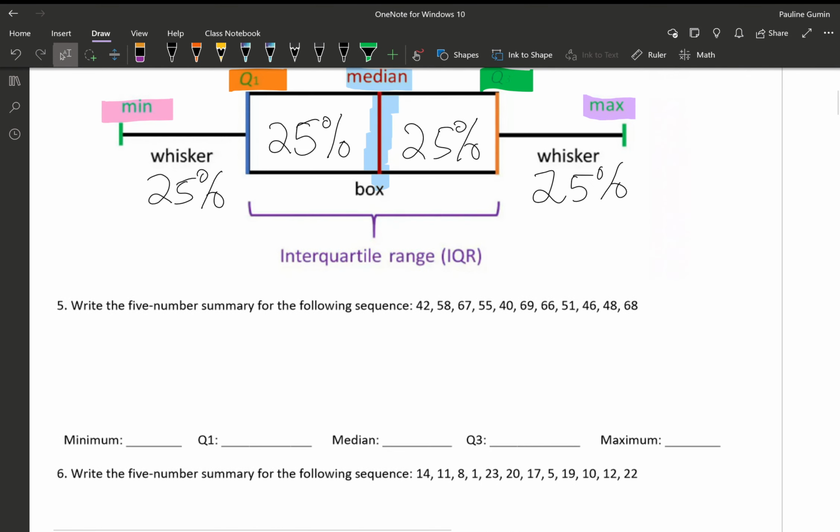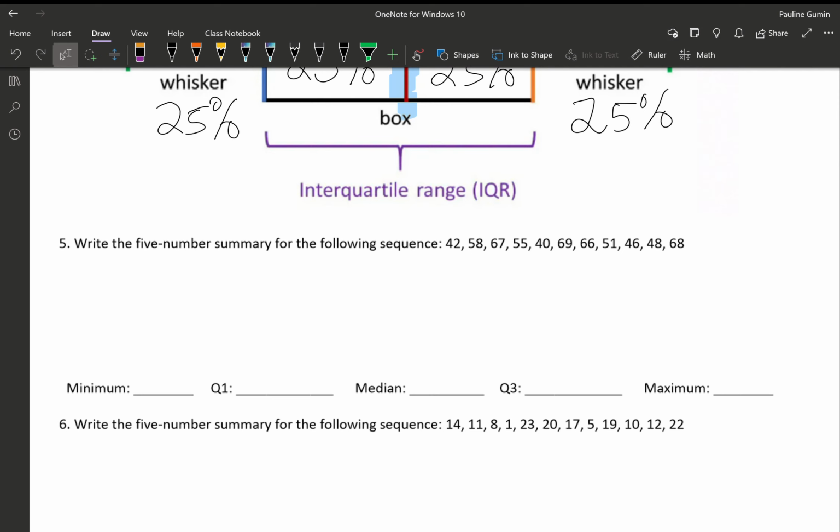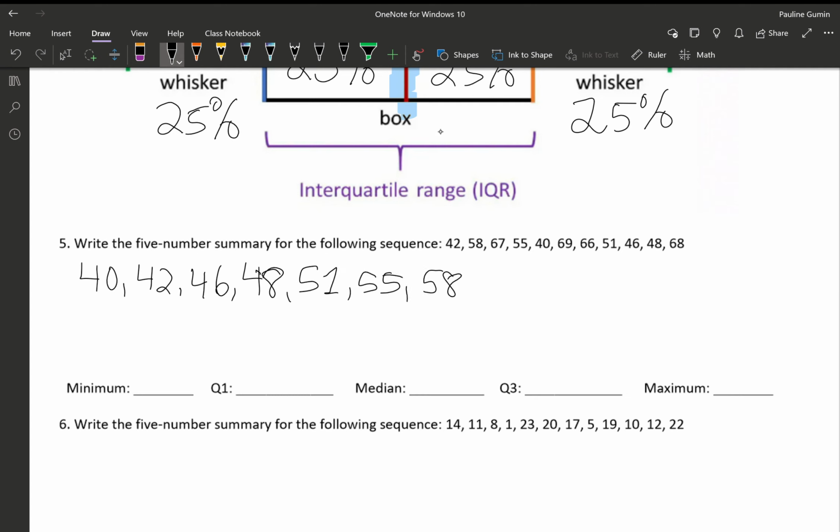Okay, and we'll talk about interquartile range in the next few problems. Well, not quite yet. All right, so number 5, we are going to write a 5-number summary for the sequence. And the first thing we need to do is rewrite it from smallest to largest. So here we go. 40, 42, 46, 48, 51, 55, 58, 66, 67, 68, and 69. Now, something that I like to do after I finish my list is I count the numbers that I wrote and the numbers in the given sequence and make sure that I have the same amount of numbers. So we should have 11 numbers for this sequence.